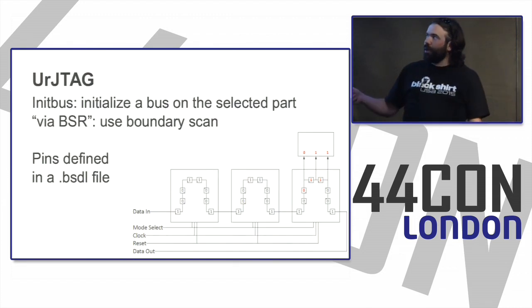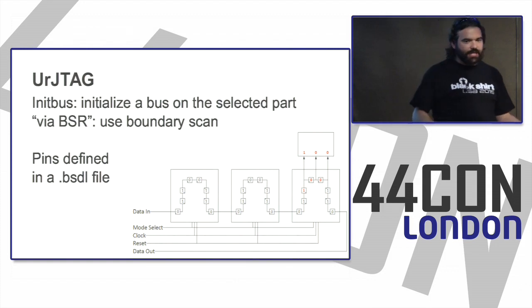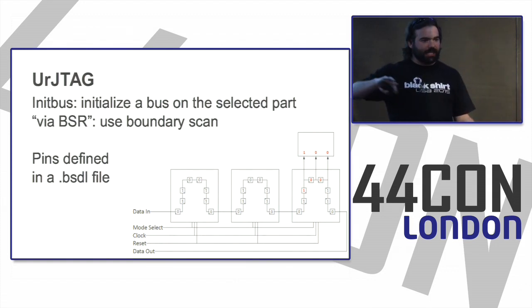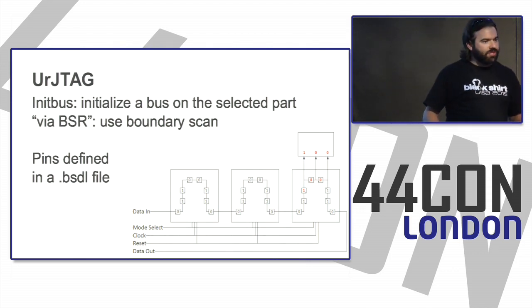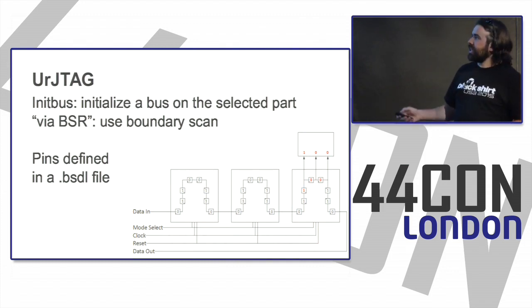So we can use this program UR-JTAG. There are two open source tools for using JTAG: UR-JTAG and OpenOCD. OpenOCD is on-chip debug, the software person's JTAG tool. UR-JTAG is a lot lower level. This is more the hardware person's JTAG tool, and it's what we use to poke around at boundary scan and other things.